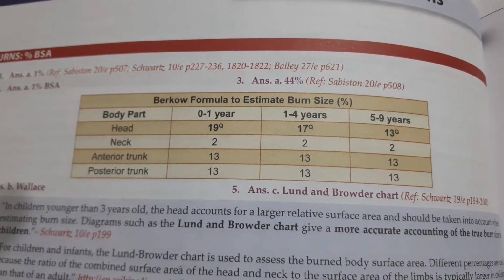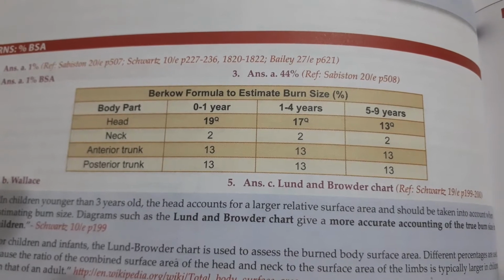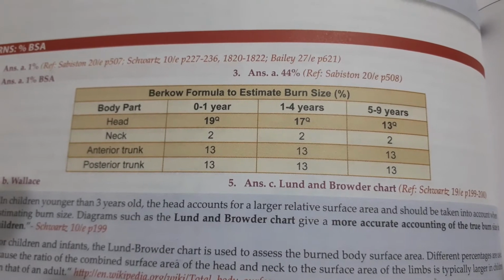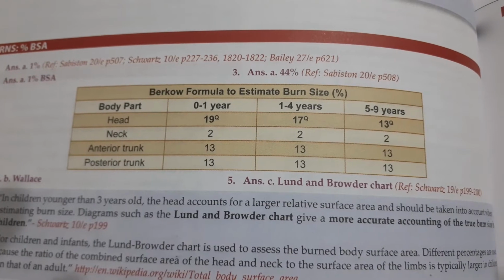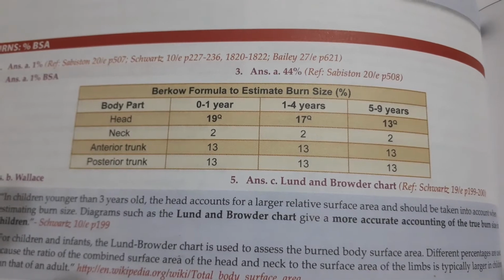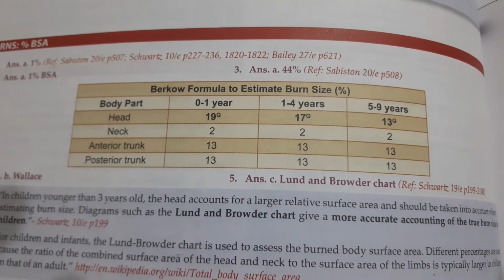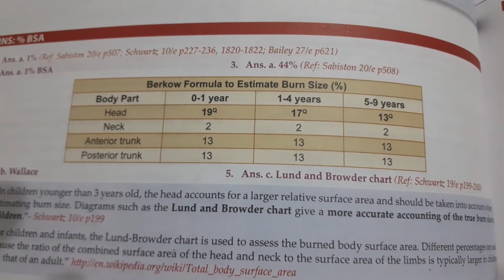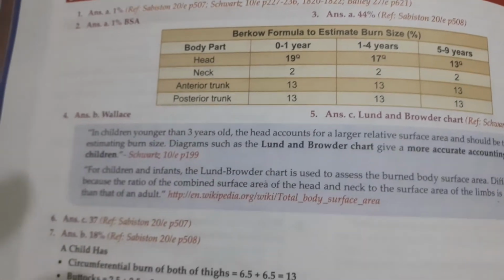Let's go for that. Barker formula to estimate burn size percent. Body part: 0 to 1 year, 1 to 4 years, 5 to 9 years. Head 19, 17, 13. Neck 2, 2. Anterior trunk 13, 13, 13. Posterior trunk 13, 13, 13. So the only difference is in the head percentage between different ages. I mean to say the area covered by the head is 19, 17, 13, and the others are almost the same.